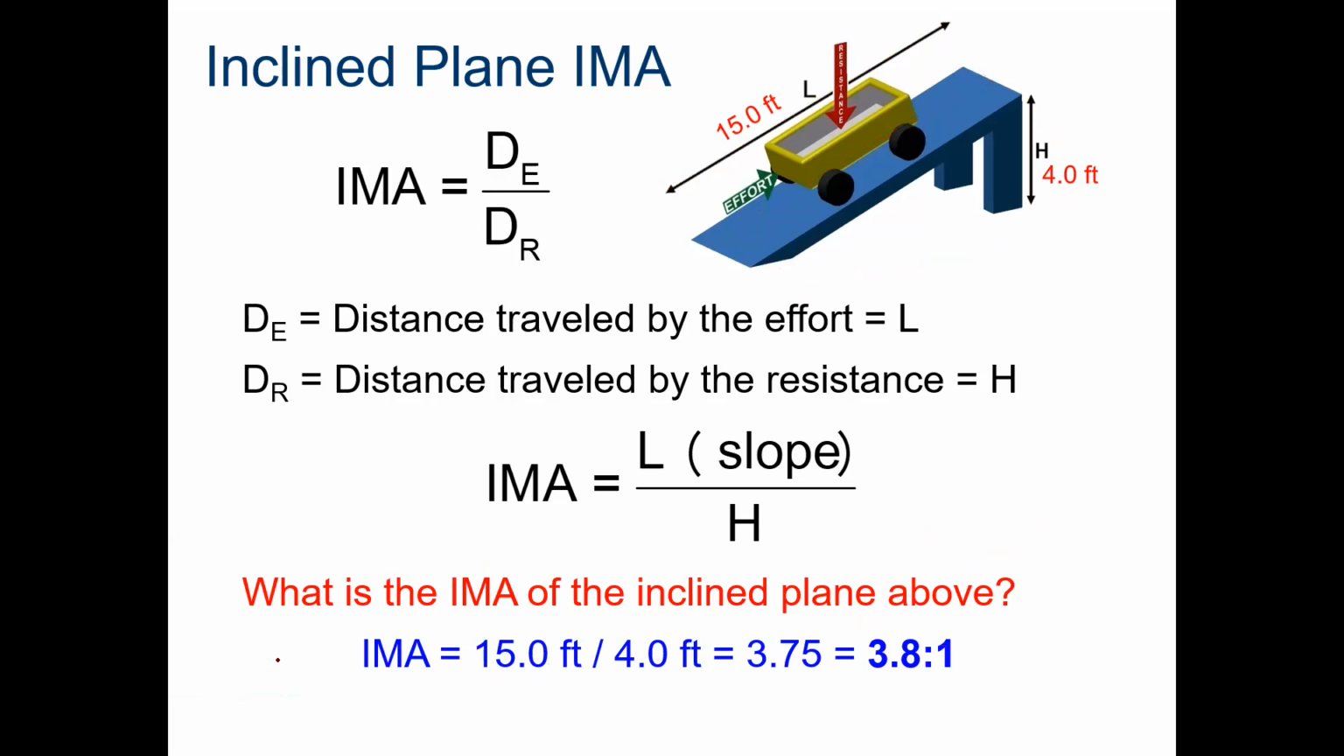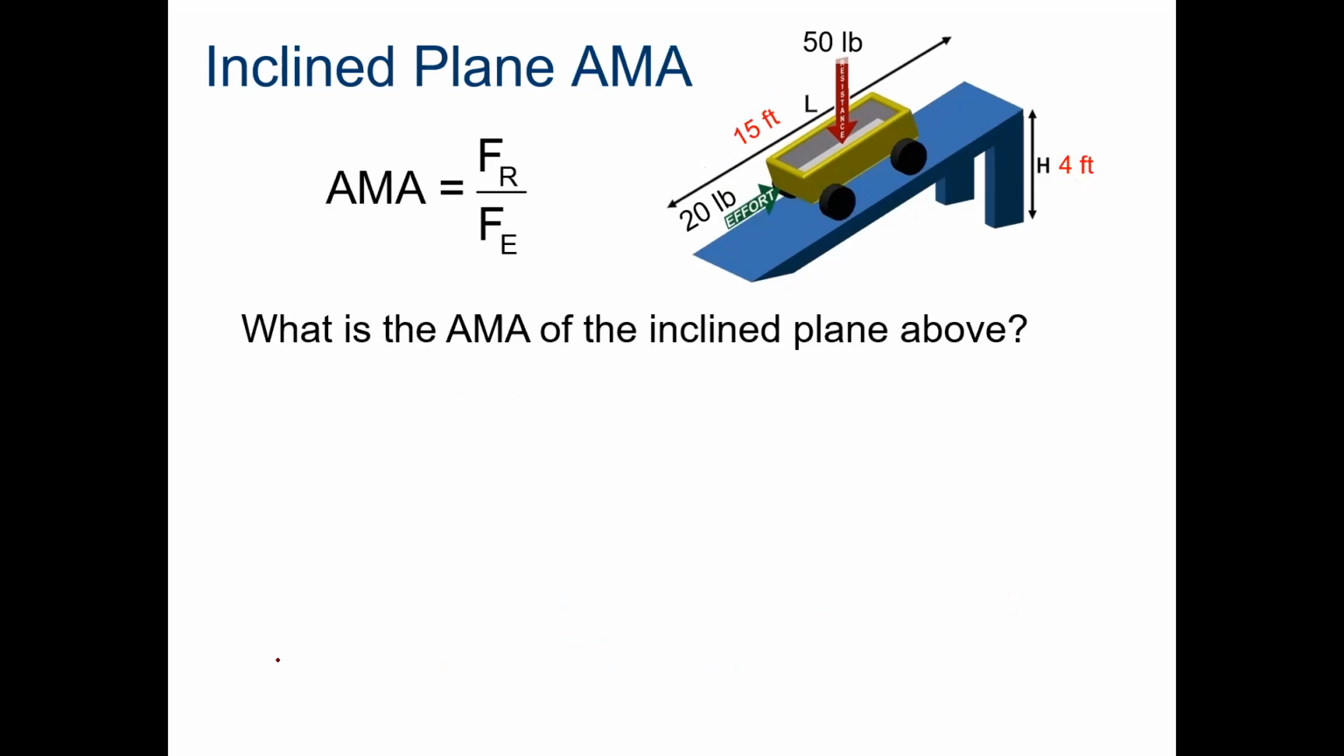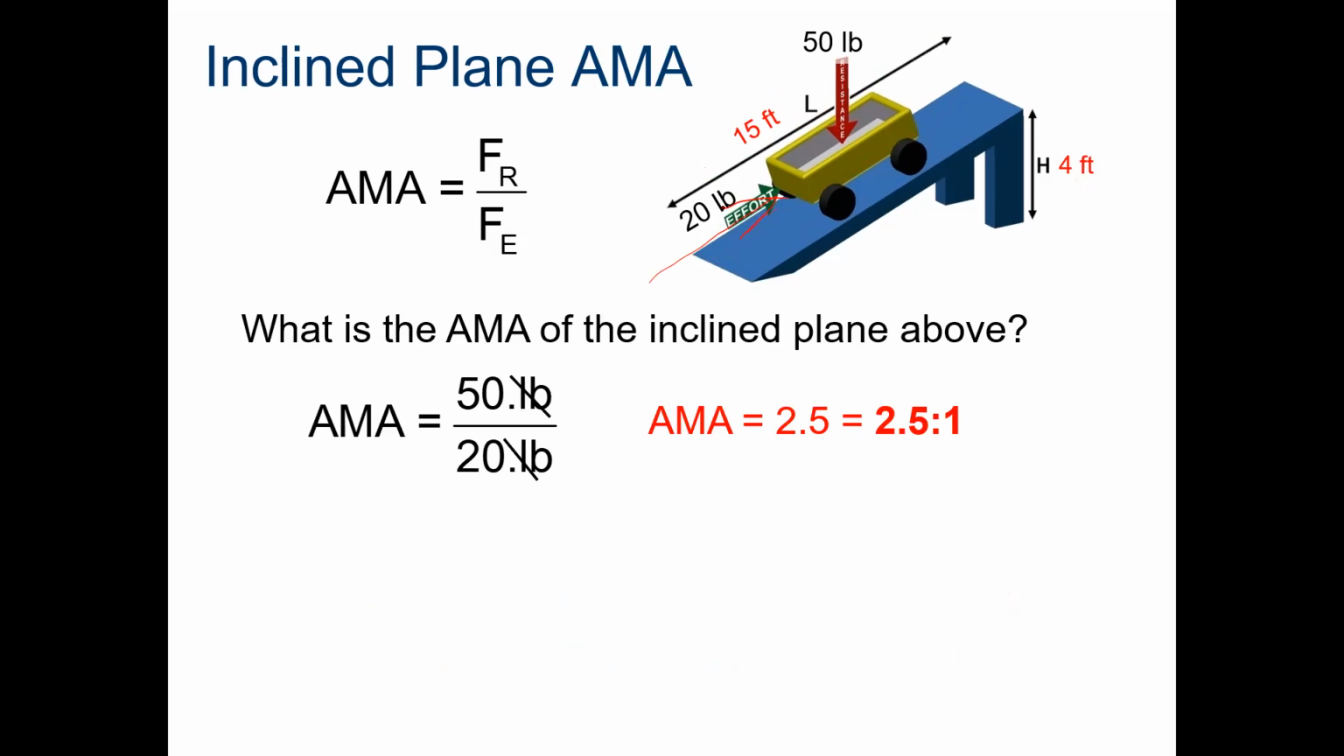For the IMA of the inclined plane above, the length of our slope was 15 divided by our 4-foot height. So we have 3.75 to 1 or 3.8 to 1. Okay. Actual mechanical advantage is the same concept. We have FR over FE, and that's pretty simple. Our resistance force is just whatever it is we're moving up the slope. The effort is what we're pushing with to push it up the slope. So FR over FE, in this case 50 over 20, we have a 2.5 to 1 mechanical advantage.